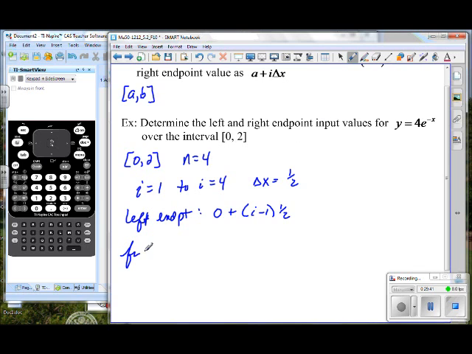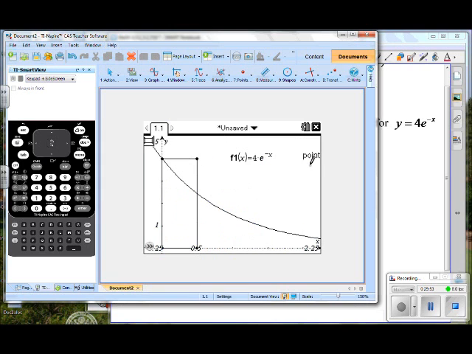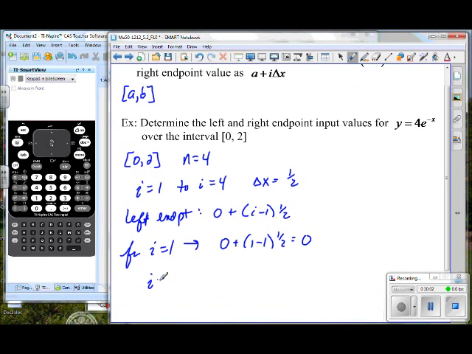For the first rectangle, we would have 0 plus 1 minus 1 times a half, or 0. Is that in fact the coordinate of the leftmost endpoint? And in fact it is. If we build the second one, for the second rectangle, we would have 0 plus 2 minus 1 times 1/2. That would be 0 plus 1/2, or simply 1/2.